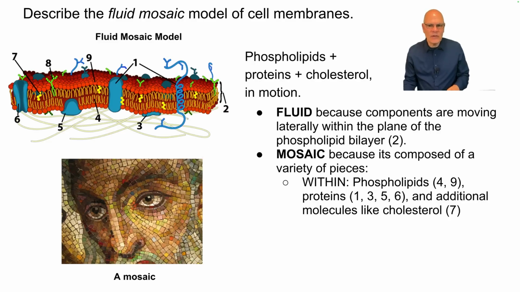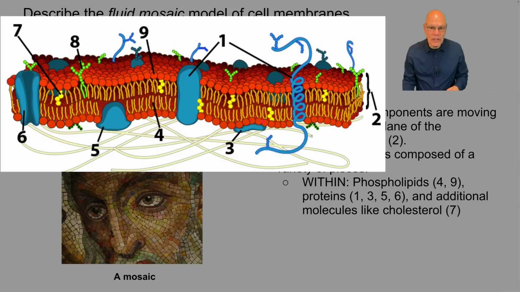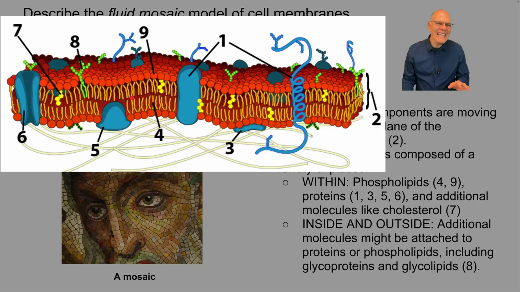Within the phospholipid bilayer, you have phospholipids that are at 4 and 9. You have proteins that are at 1, 3, 5, and 6, and you have molecules like cholesterol, which are shown at 7. And then inside and outside the phospholipid bilayer, you might have additional molecules attached to proteins or phospholipids. Those might be glycoproteins, which are not shown, but at 8 you have a glycolipid. Glyco means it's a carbohydrate, and it's attached to these fatty acids right over here.